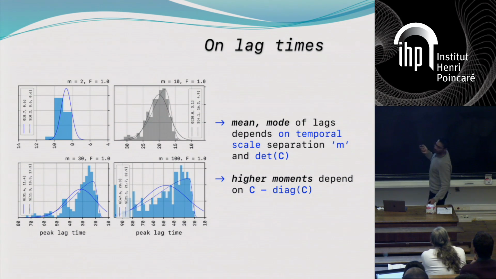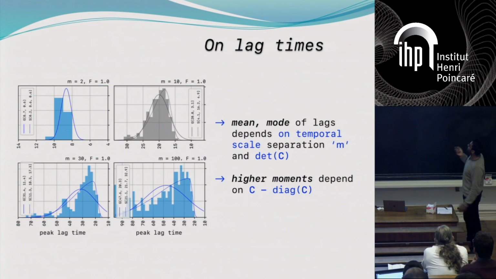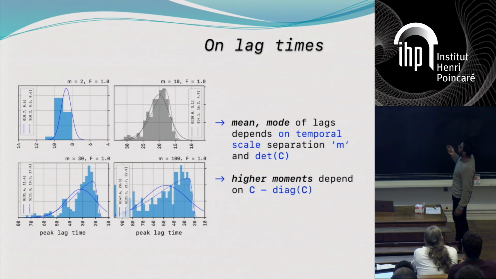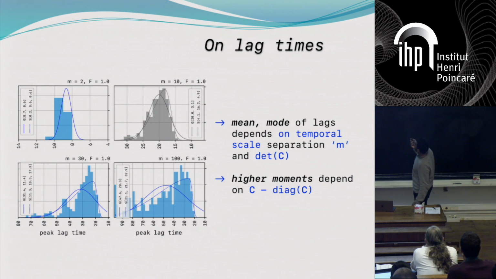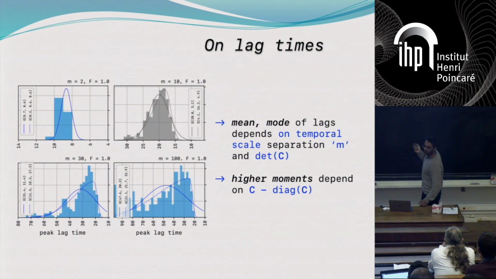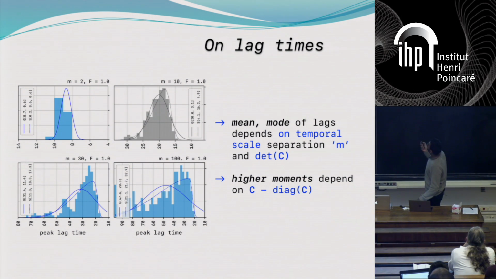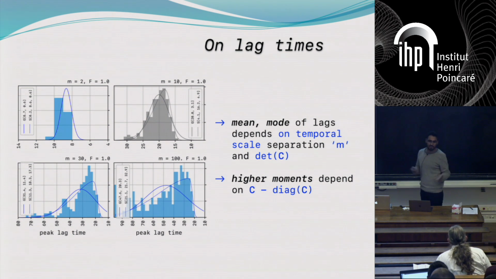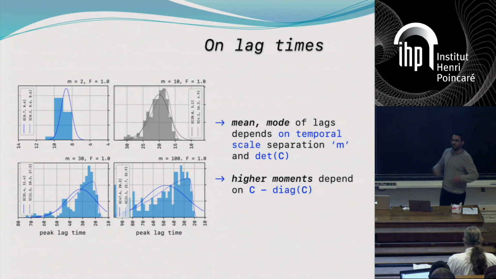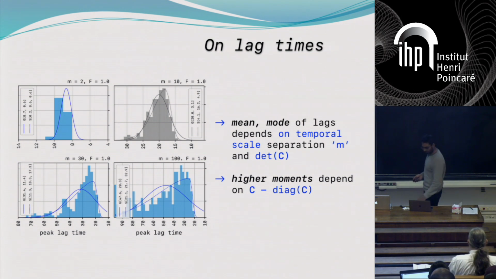So with a little bit of algebraic manipulation with the matrix C, you can run some experiments, and you figure out that the mean of this distribution and the mode depend on m and on C. But the higher moments, which means the skewness of this distribution, depend on the off-diagonal elements, of course, as you would expect. So for our experiments, I'll mostly be considering m equal to 10, though it doesn't really matter, m 10, 20. All that matters is that it encodes the temporal scale separation, which is what I'm most interested in.